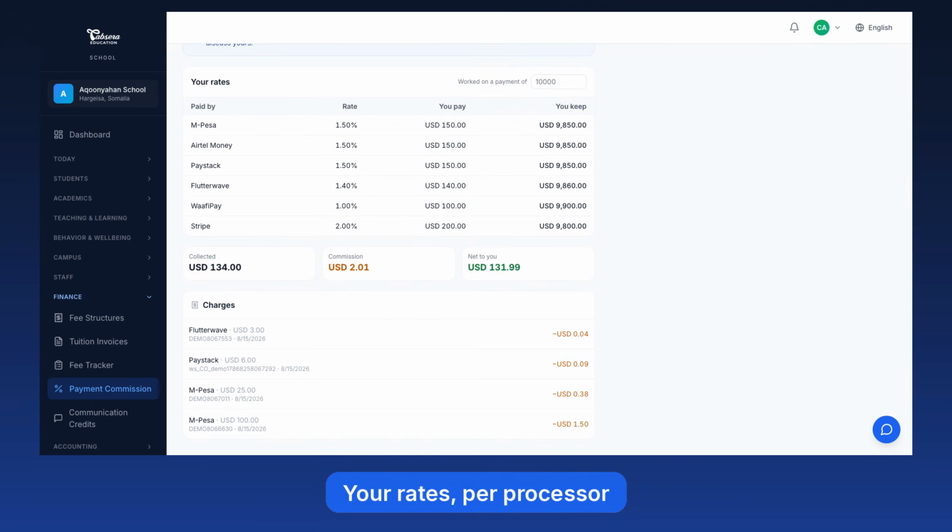Rates are set per processor, because they genuinely differ. A mobile money rail and a card rail do not cost the same to run. Each row shows the rate and whether it is a platform default or one negotiated for you specifically. A processor you do not offer is marked as such and charges nothing, because nothing goes through it.